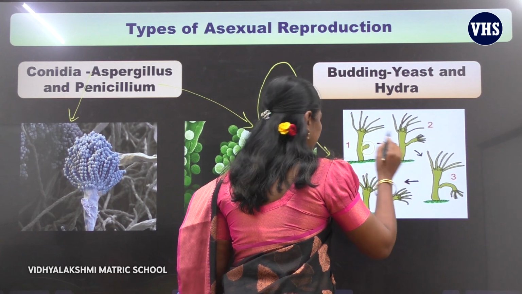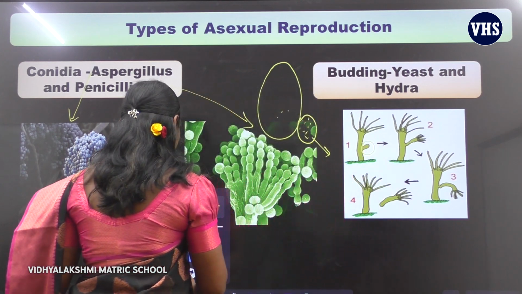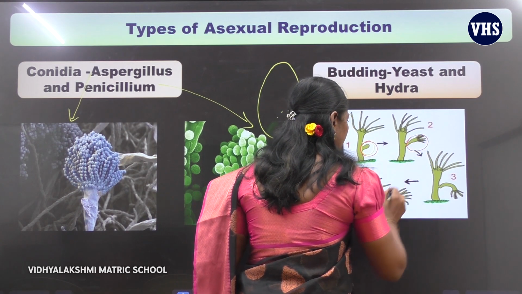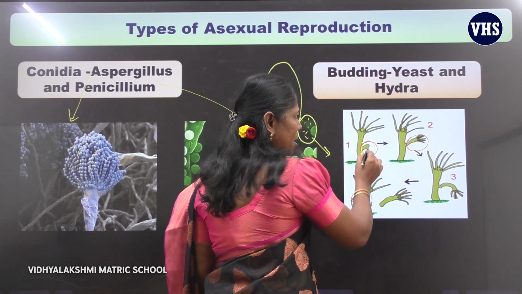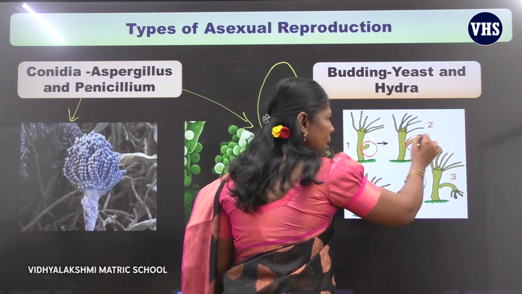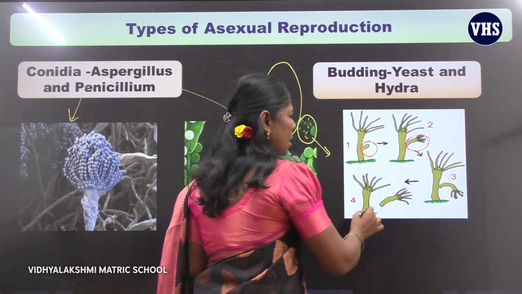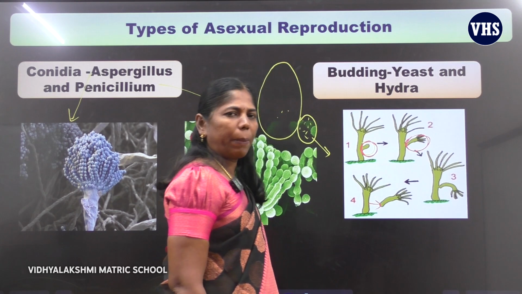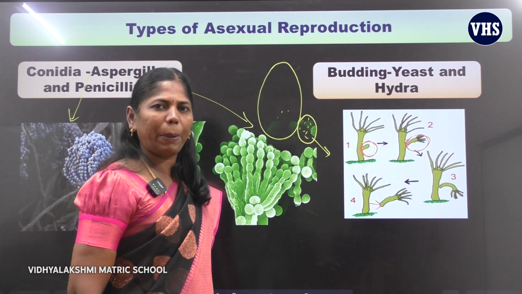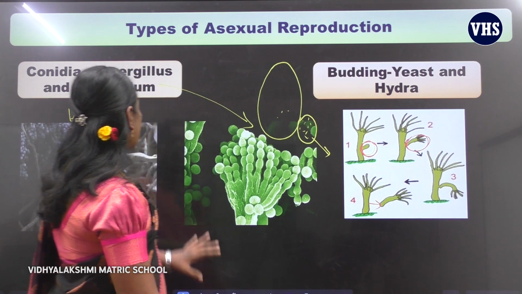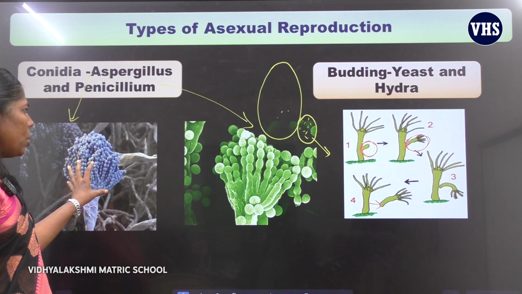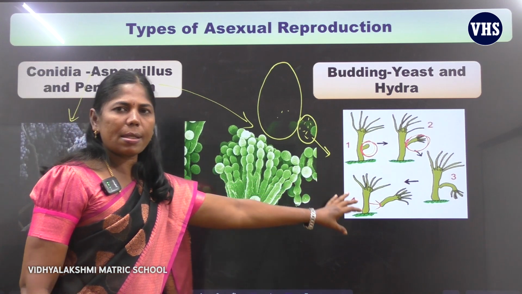Here you can see a hydra. This is not a plant, this is an animal body. In the base of the animal body, a small bud is there. The first bud is in the early stage, and in the second picture it is getting matured. Finally it is detached from the parent body. It will act as a new young one, and lead an independent life. So this is the picture of penicillium, this is aspergillus, and this is the hydra.